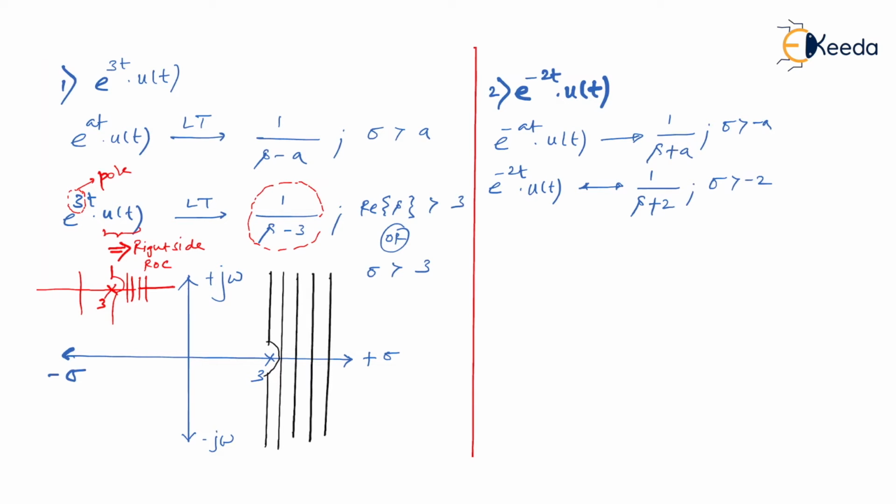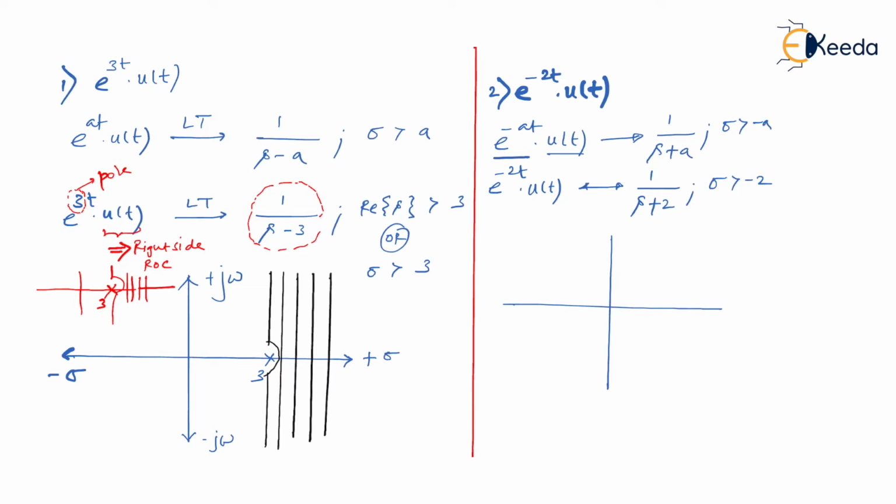So I have used the first shift theorem. We know that for u of t, the Laplace transform is 1 by s. But when f of t is multiplied with e to the power minus at, by using the first shift theorem, we replace s with s plus a. So here s is replaced with s plus 2.